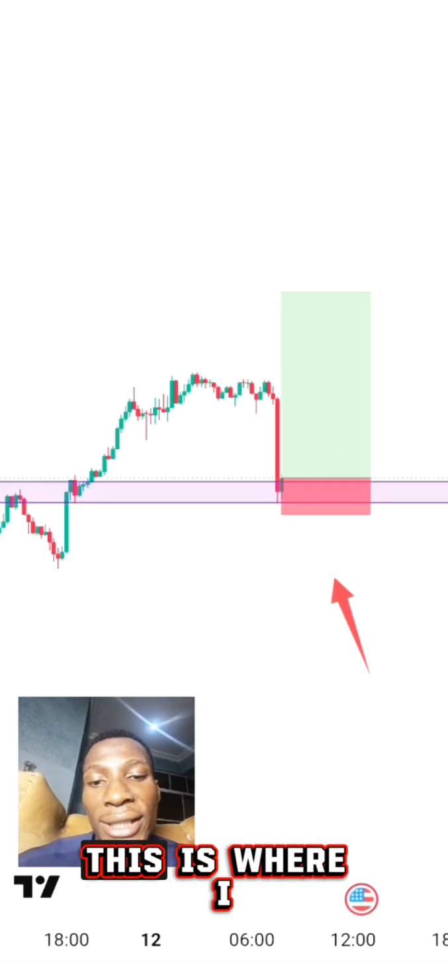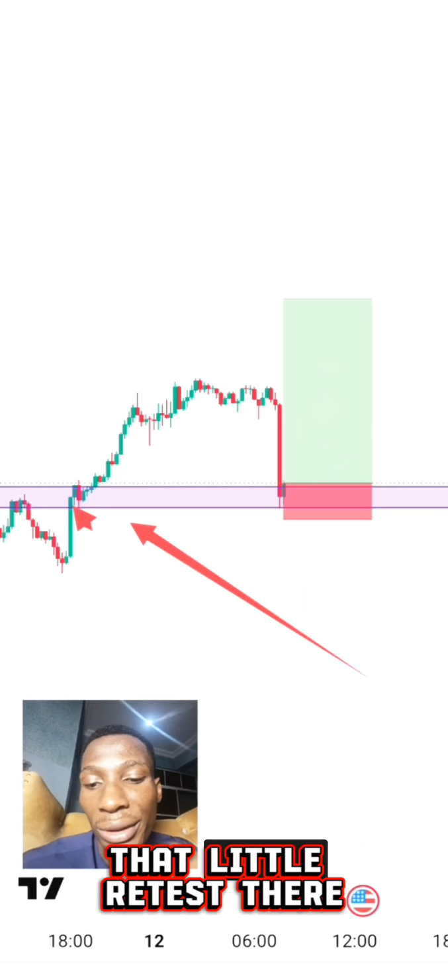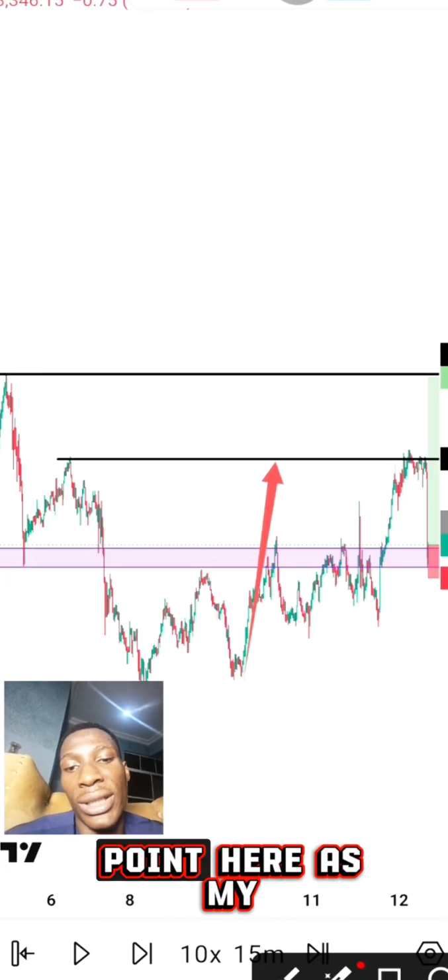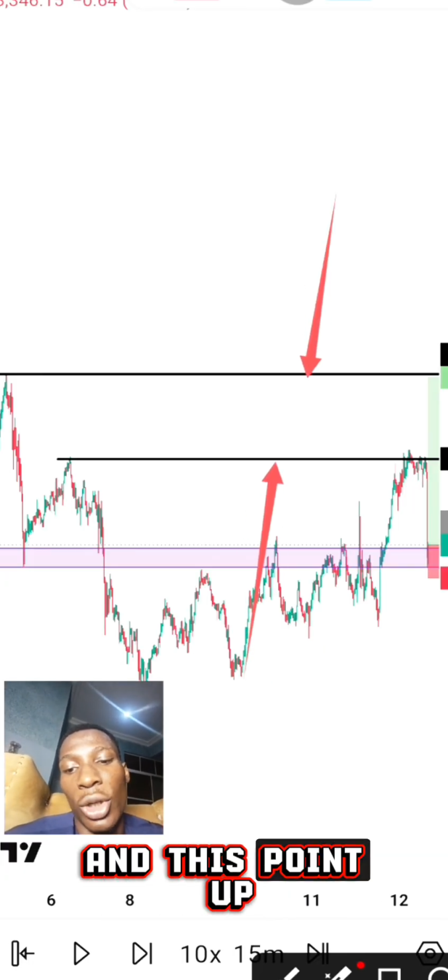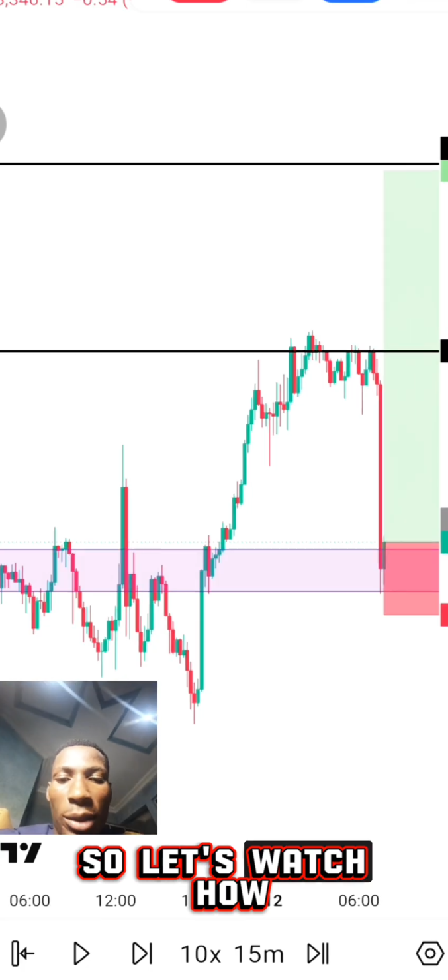This is where I would have put my stop loss, below that little retest there. For my take profit, I will use this point here as my first TP and this point up here as my second TP. So let's watch how price plays out.